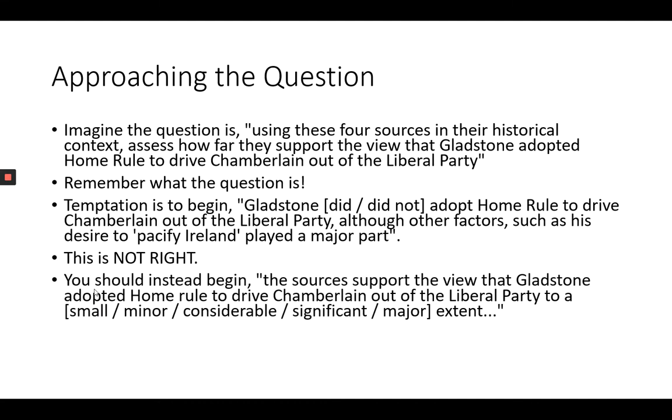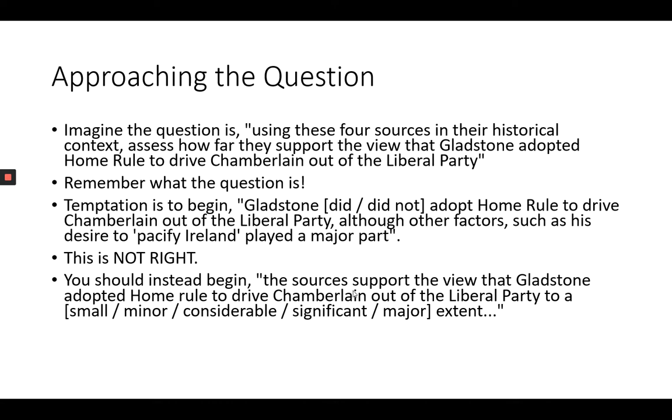So instead, a good beginning would be something along these lines. The sources support the view that Gladstone adopted Home Rule to drive Chamberlain out of the Liberal Party to a something extent, a small extent, a large extent. I don't know. It's up to you. There's no given answer. It's your call. But this is talking about the sources, and this is talking about events, and this is what you should be doing, talking about the sources. That's how you structure it.